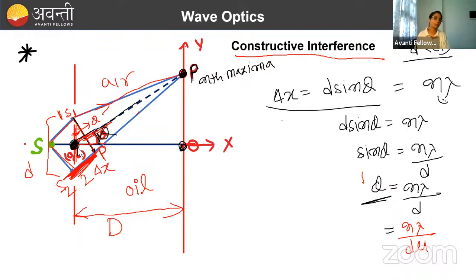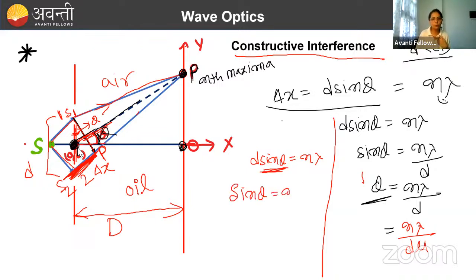So how many maximas will we be getting on this screen? If you can see this screen, the condition for maxima is d sine theta equal to n lambda. The maximum value of sine theta can be 1. So sine theta equals n lambda by d, and its maximum value can be 1. So the maximum value of n can be d by lambda.